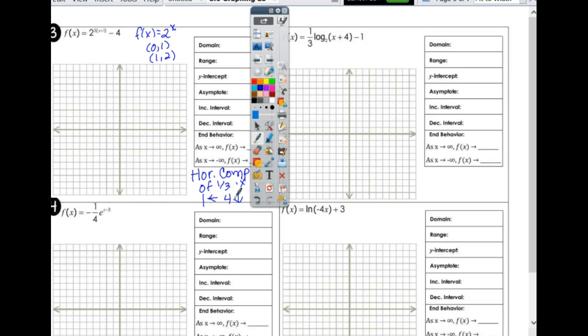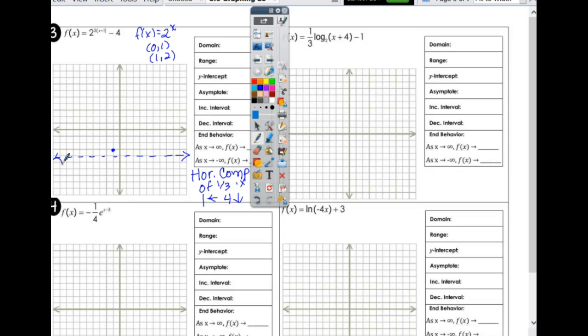So I'm going to start with those points. I have 0, 1. So I'm going to start right here. I have a horizontal compression. So if the x is 0 and I multiply by 1/3, it's still 0. So I'm going to move back 1, 1, 2, 3, 4. So right there's my point. Which way does my asymptote move this time? Down 4. So I'm going to go ahead and put that in. 1, 2, 3, 4.